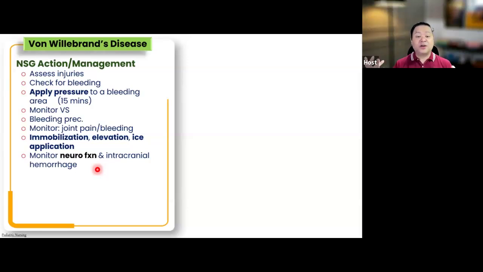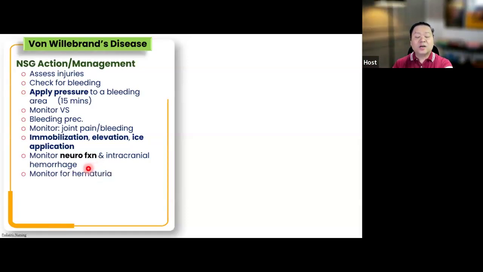So for example, if there is a quick or drastic change from being alert to drowsy to being lethargic or somnolent, you've got to alert the physician about these changes, because this can be a sign that the patient might be developing intracranial hemorrhage or bleed.